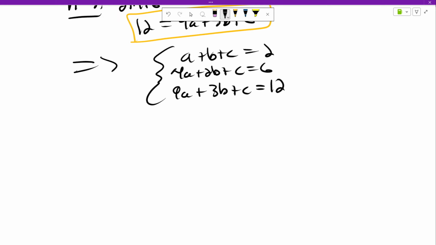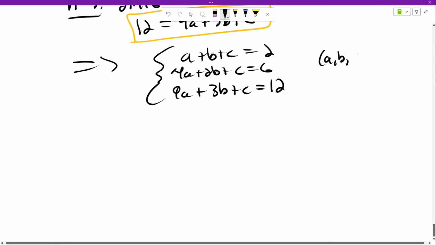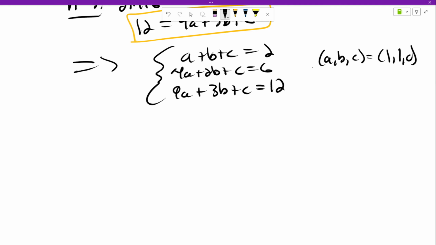Let's notice that if a and b were 1 and c were 0, we would get 1 plus 1 plus 0 is 2, 4 plus 2 plus 0 is 6, 9 plus 3 plus 0 is 12. So the solution, there's actually going to be only one, and that's a, b, c is 1, 1, 0. Now, if you wanted to do elimination, I can help get you started with that. If that's not an acceptable answer for you, which is okay.